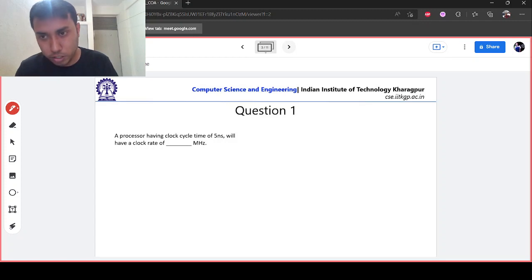So this is the first question. Our processor has a clock cycle of 5 nanoseconds. What will be the clock rate in megahertz?